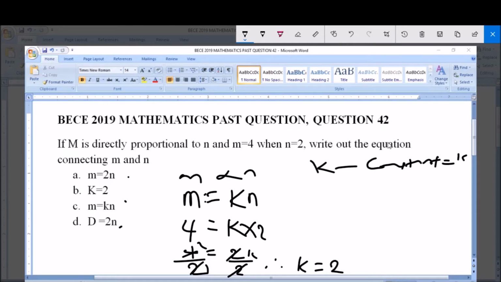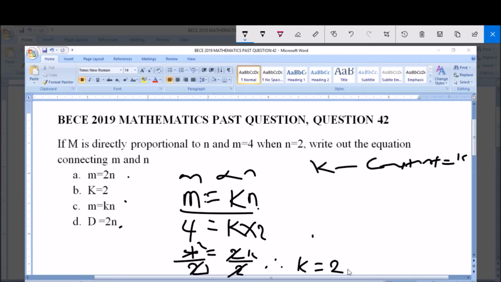Now we are asked to write out the equation connecting m and n. This is the equation connecting m and n, but you cannot pick this equation. Why? Because this equation here has 3 unknowns, the constant k, m and n, and so this equation is not the right equation connecting m and n, because with this equation you can never find m if you have n, and you cannot find n if you have m. But when the constant is known, now you can find m when you have n, and you can find n when you have m.